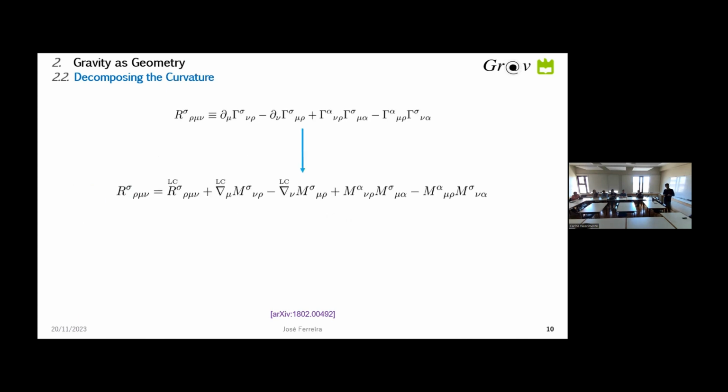Using this decomposition, we can then take the generalized Riemann tensor and rewrite it in the following way, where you can see that this generalized Riemann tensor is equal to the usual Riemann tensor, where the LC on top denotes a quantity that only depends on the Levi-Civita connection, plus some extra terms that all depend on this tensor M.